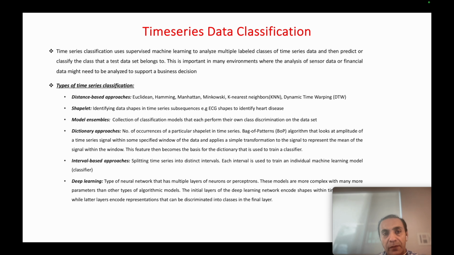Some types of time series classification methods. Number one is distance-based approaches, like Euclidean distance or Hamming, Manhattan, or Minkowski distance, and this machine learning algorithm called k-nearest neighbor, where we basically identify which data point belongs to which cluster by using several different clusters and then assigning the data point to the nearest cluster using the distance.